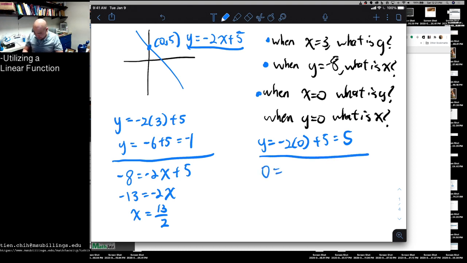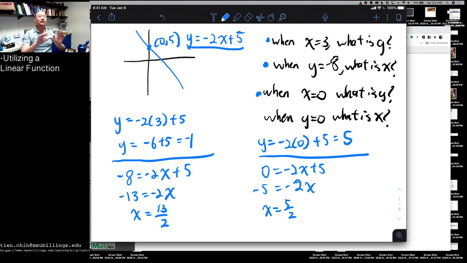When y is 0, what's x? Well, once again, what we do is we evaluate what we know, and then we solve for what we don't know. So 0 is equal to minus 2x plus 5. Minus 5 is equal to minus 2x. X is 5 halves.